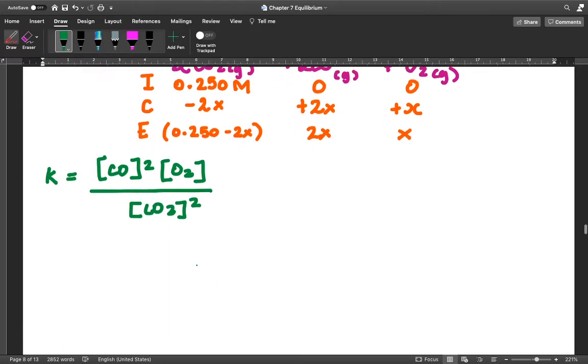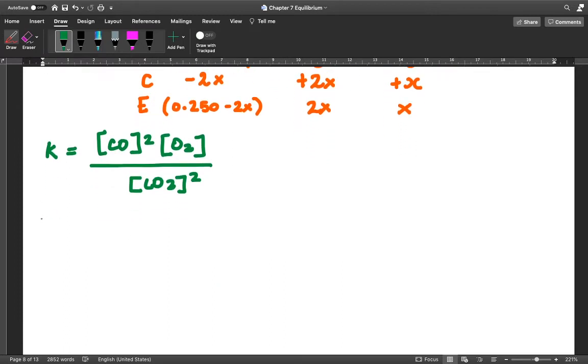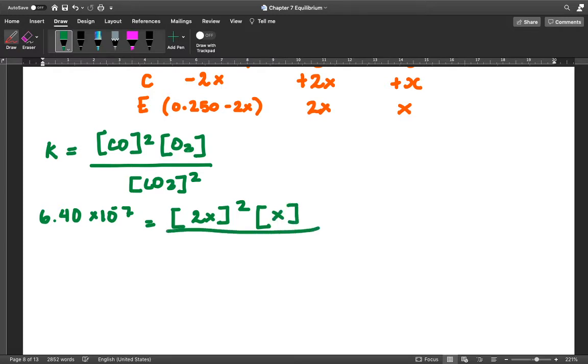What I'm going to do is sub in whatever I can. So I know that my K value is in the question, so I'm going to plug that in. 6.40 times 10 to the power of negative 7 is equal to carbon monoxide gas at a concentration of 2x, all of that squared. So technically that will end up being 4x squared. O2 to the power of 1, which is just x, divided by 0.250 minus 2x, all to the power of 2.